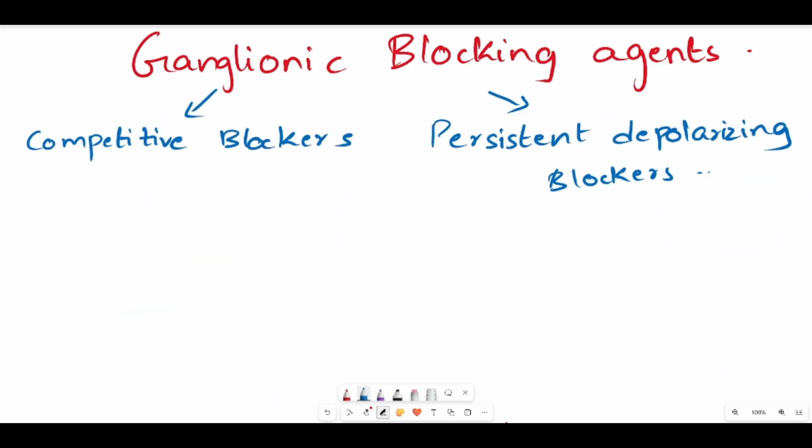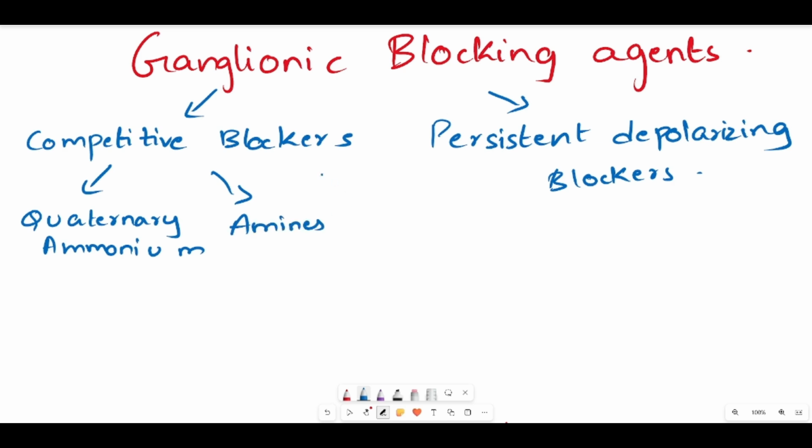And the next class is ganglionic blocking agents. So these are again divided into two. One is competitive blockers and the other is persistent depolarizing blockers. The competitive blockers are again further divided into three different classes. The first one is quaternary ammonium compounds. The second one is amines. And the third one is monosulfonium compounds. Now let's see the drugs under each class with the tricks.